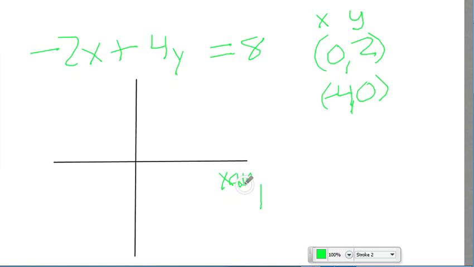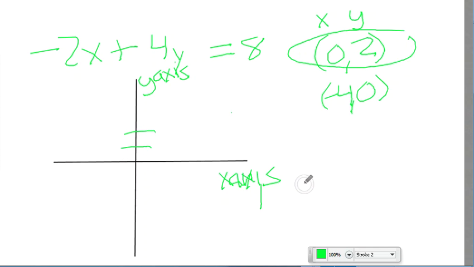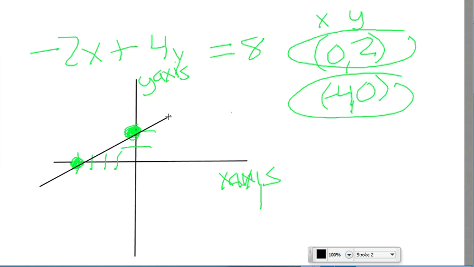So this is our x-axis. I'm just going to do a quick graph here. This is our y-axis. Okay, we know that our line crosses the y-axis at 0, 2. Okay, that's our y-intercept. And we know the line crosses the x-axis at negative 4, 0. So your line should have looked like this on number 1.